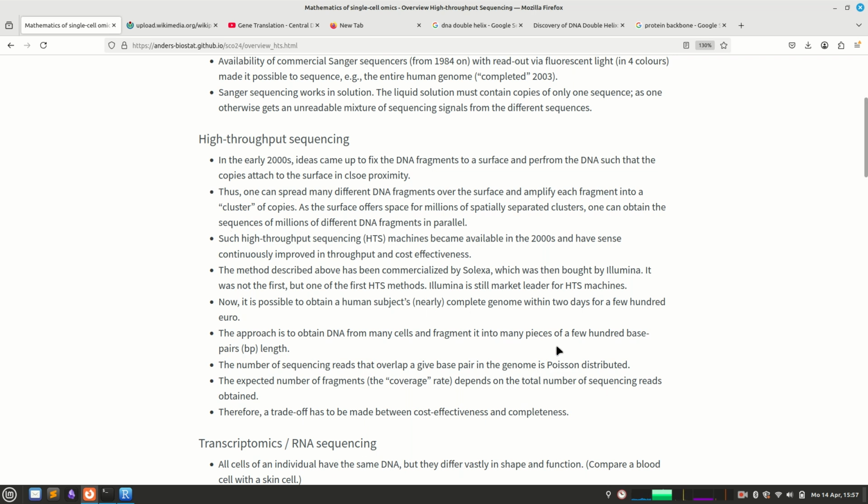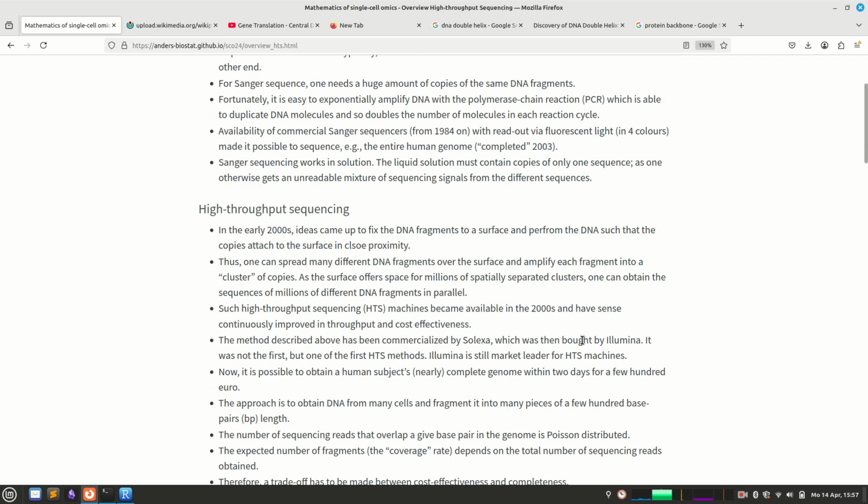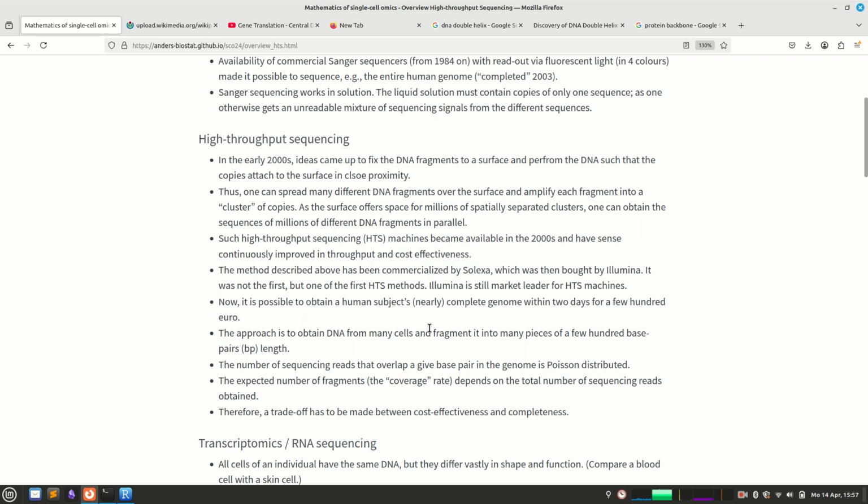So, the first thing you can do is you have a new organism and you want to know what DNA is in this organism, what is the genome of this organism, and you want to make what we call a reference assembly.